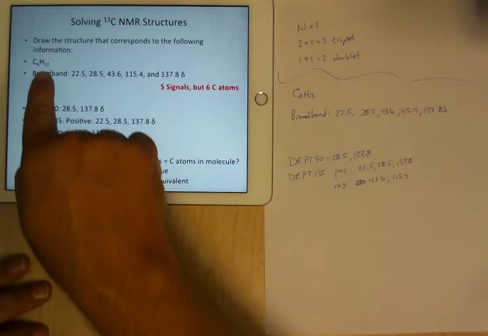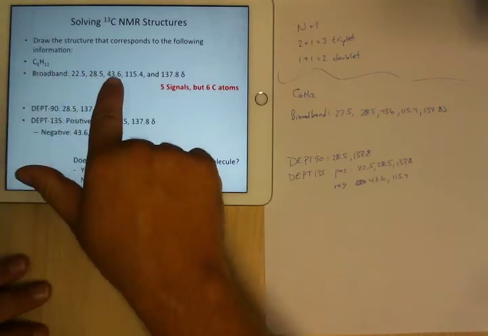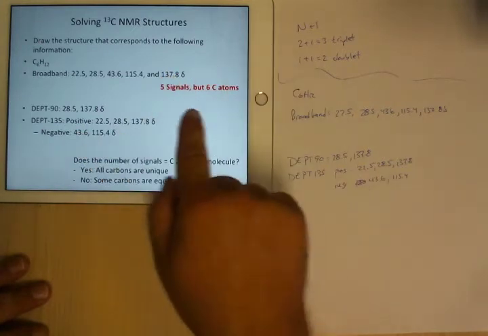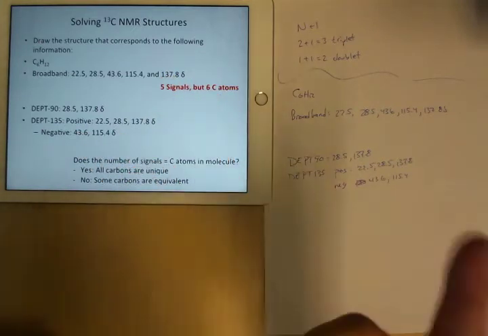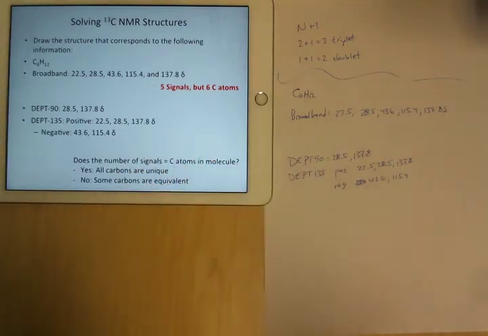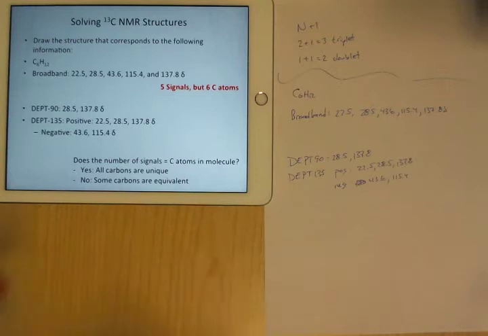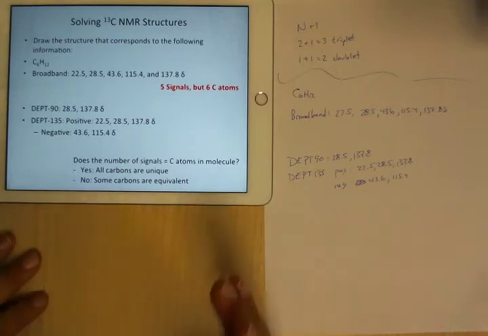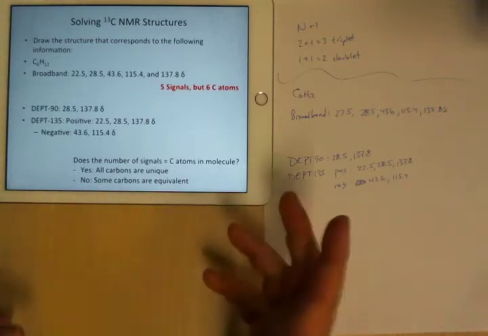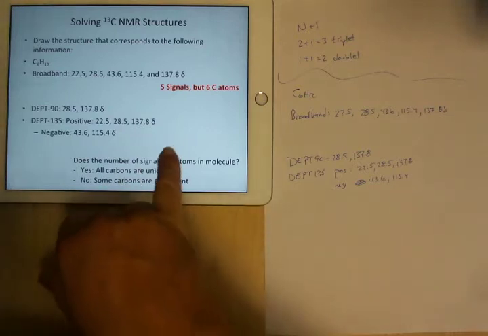Okay, so first thing to do is to just take a look at the formula. C6H12. The problem is we have 6 carbons, but we have 1, 2, 3, 4, 5 signals. So 5 signals, but there are 6 carbons. That's going to indicate that we're probably going to have something that's equivalent to each other. Well, it has to be. If you have all the carbons accounted for, 6 carbons and 6 signals, then they're all going to be unique. But if you don't, there's going to be some equivalency that you have to deal with.